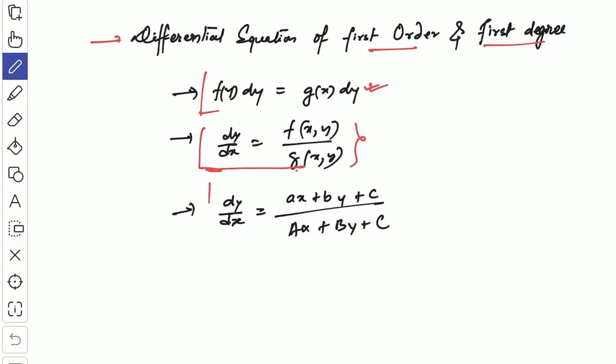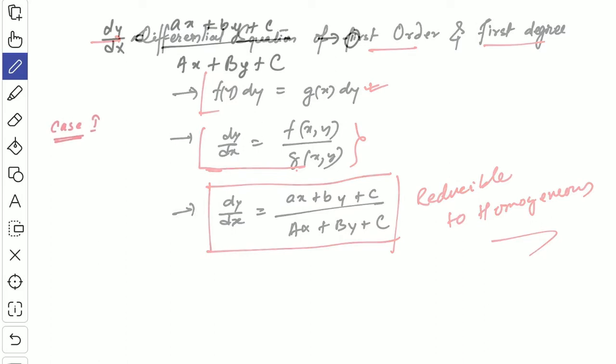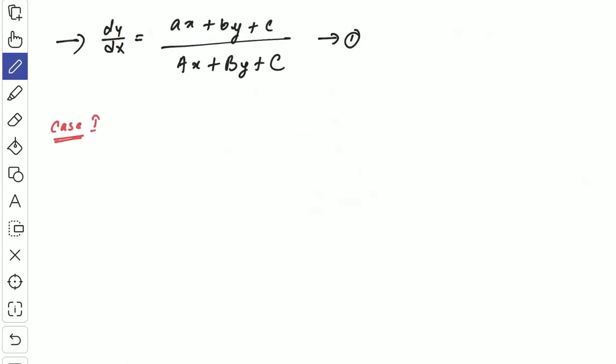Now today we are going to discuss how to solve a differential equation of this form, which is reducible to homogeneous. This is actually not homogeneous, it is reducible to homogeneous. So there we will get two cases. Let me show you how to solve a differential equation of this form. How to solve this kind of differential equation?